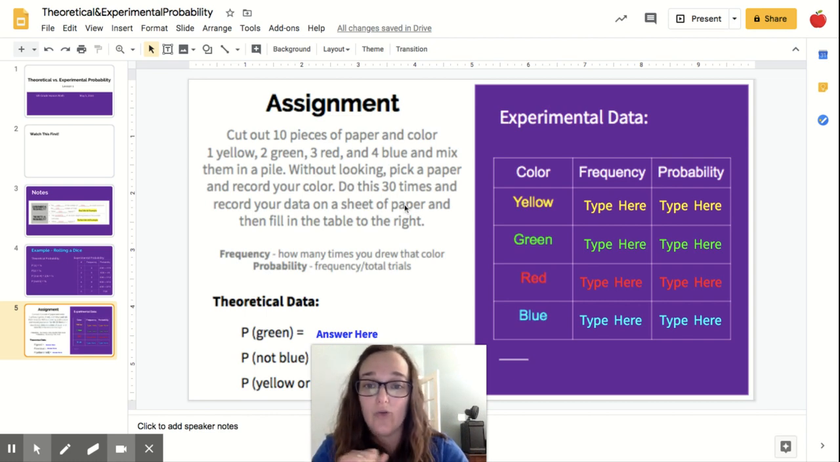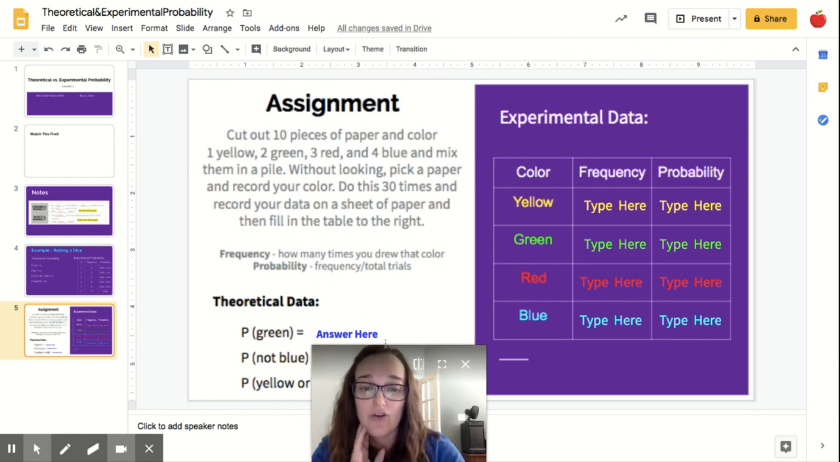And then without looking, I want you to draw one out at a time. You're going to do this 30 times and then record your data just like I did with my dice, even though I didn't show that on camera. So you're going to record it on your sheet, what you get each time. If you get a red, if you get a green, if you get a yellow. And then you're going to answer your questions here. So the theoretical, you're going to do exactly what I just did.